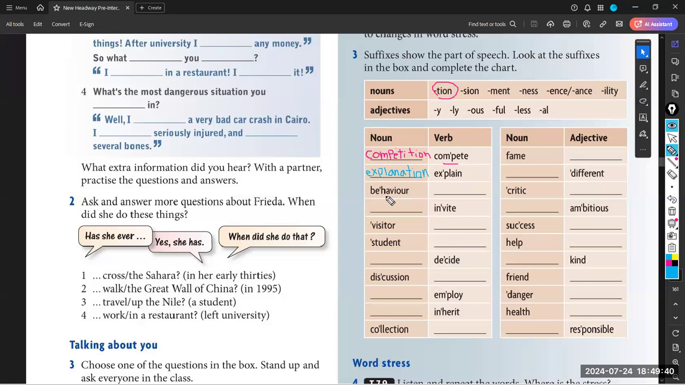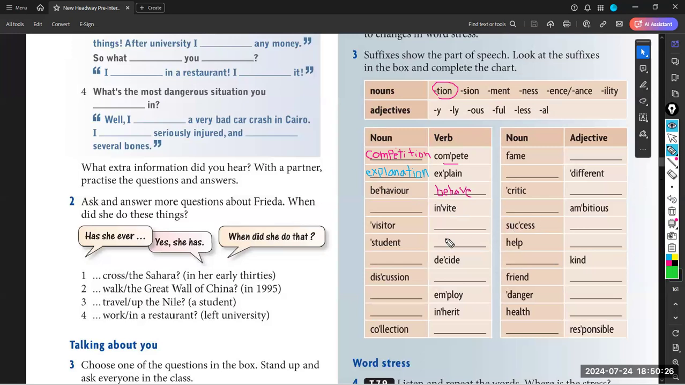Okay, now as a noun, I have behavior. What is it as a verb? Behave. Behave. Amazing. Let me change the color. So behave. BE. This color is really bad. Let me change it. So behave as a verb, behavior as a noun. Behave. And notice I added what? O-U-R, this is it. O-U-R or O-U-S.